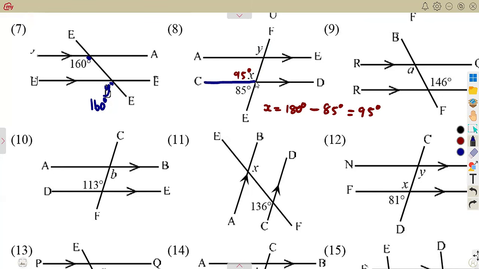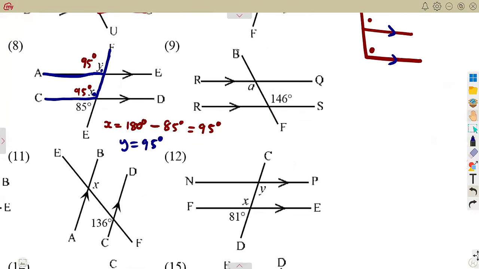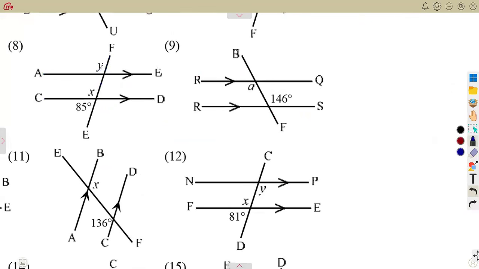Remember, our corresponding angles, there we are forming an F. One is inside, one is outside. So Y is also going to be 95 degrees. From corresponding angles, Y is equal to X. So that's the whole situation of these questions that we are seeing here.